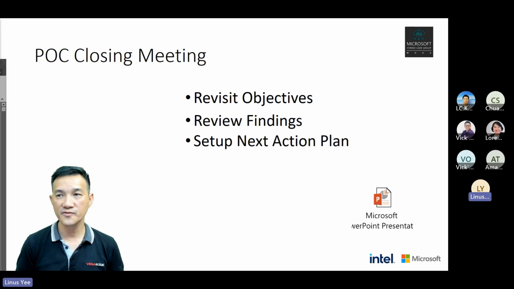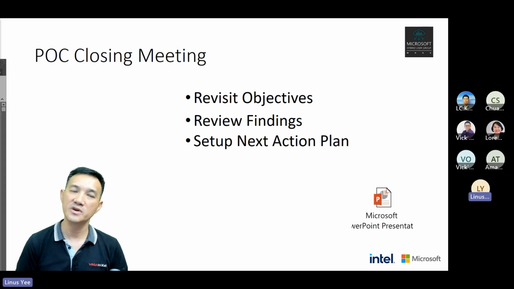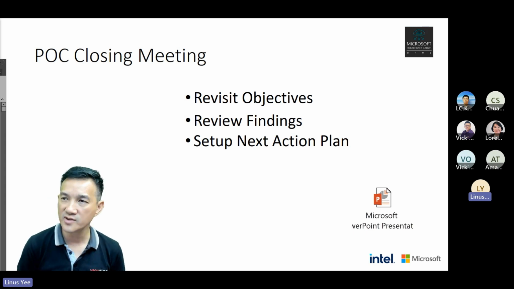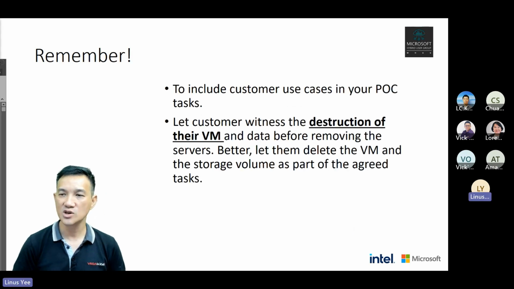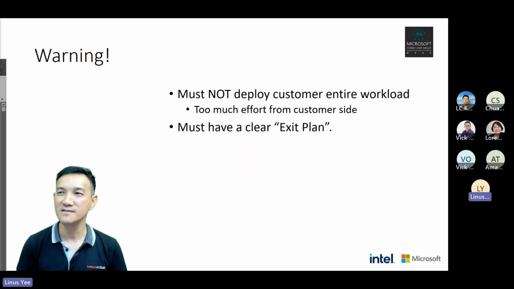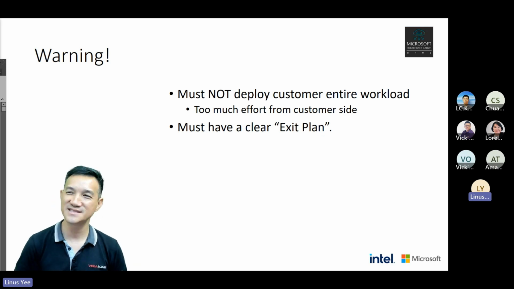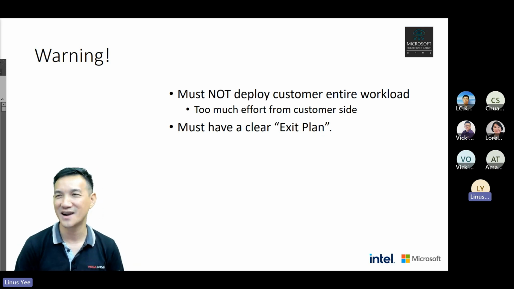Okay, so with this, we can run through all the agreed activity in the POC, and it is time for us to wrap up. We revisit the objective, we review the finding, and also execute the next action plan. It's very important to remember to show the customer you destroy the VM that it created for you. If they have their data inside, make sure that they delete it themselves. Also, warning: do not deploy the entire workload on the customer environment. And must have a very clear exit plan.